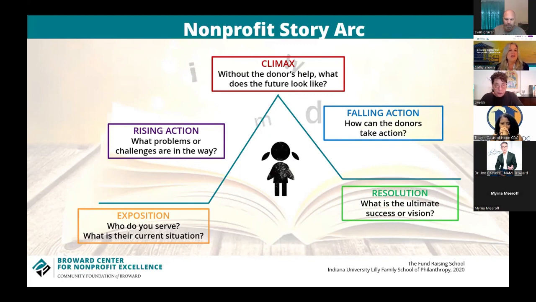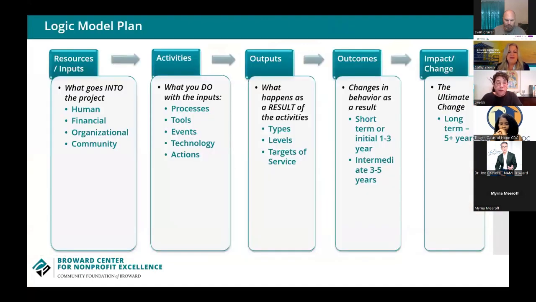You can use this lots of different ways. But what you were asked to do is to really start thinking about this for whatever project or program you were thinking about getting funding for, to start to build out what that story looks like. And then the other thing you were asked to do was to really think about this whole idea of a logic model.